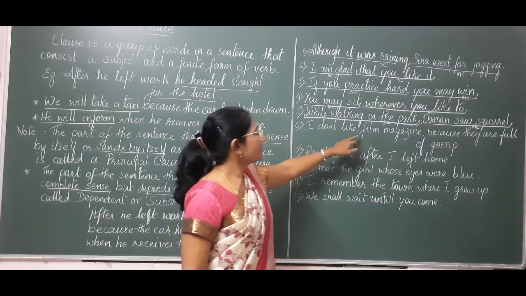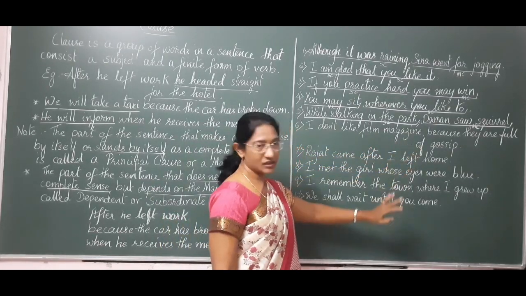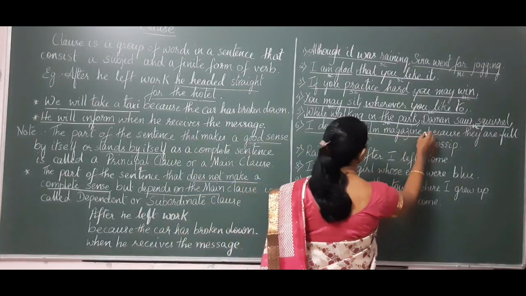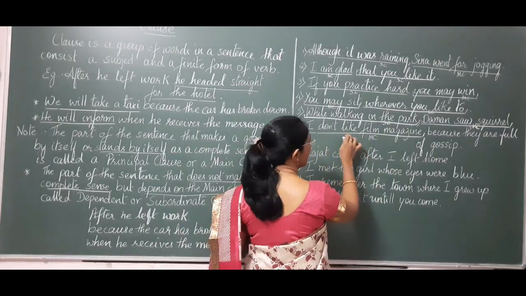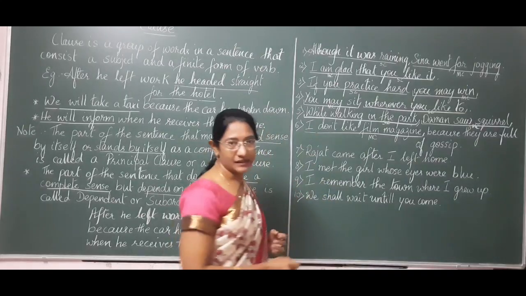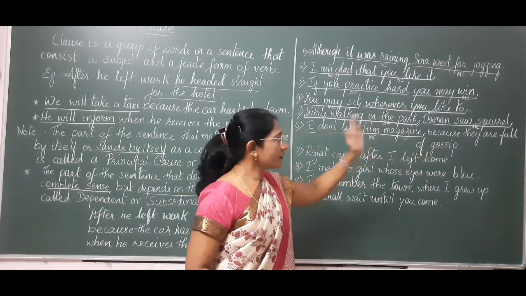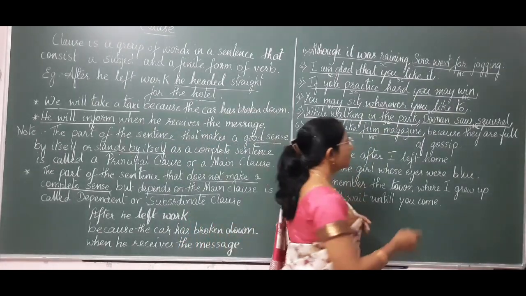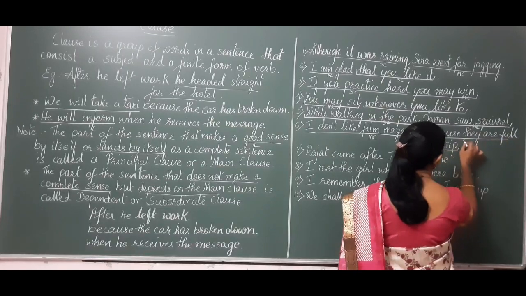I don't like film magazines because they are full of gossip. Here, "I don't like film magazines" gives a complete sense and it becomes a main clause. "Because they are full of gossip" is a part of the sentence which depends on the main clause, or the principal clause, so it becomes a subordinate clause.